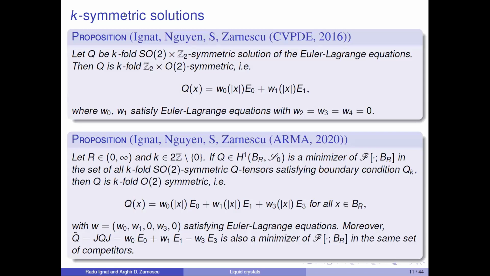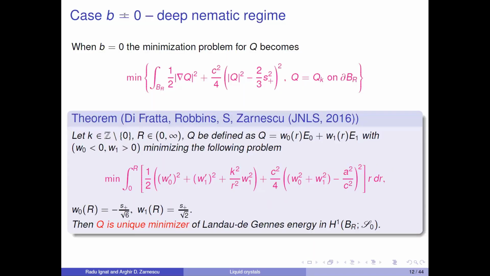Okay, so these are these k-symmetric solutions, and now what can you do in studying the stability? Now, the easy case is this: when b is equal to 0, then your minimization problem becomes something like this.